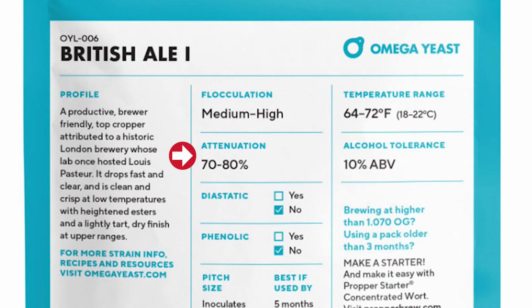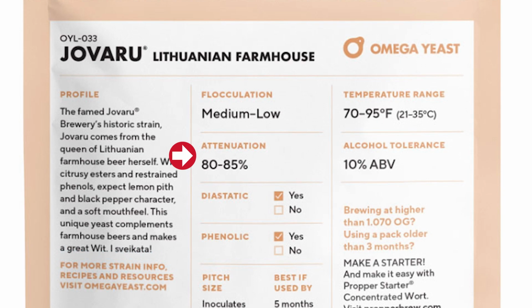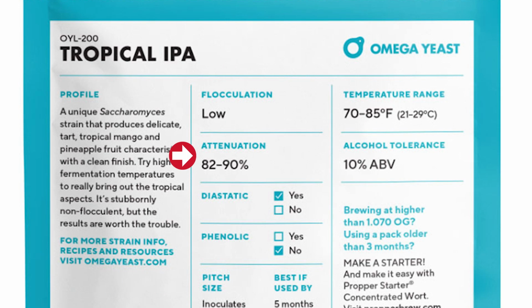So attenuation is another term that you're going to see on yeast, and what that is referring to is really the amount of sugar in a recipe that a yeast is consuming. And certain yeasts are able to consume more sugar than others. So if you want a dry beer, one that doesn't have much residual sweetness, that's the sort of parameter you're going to want to look at.